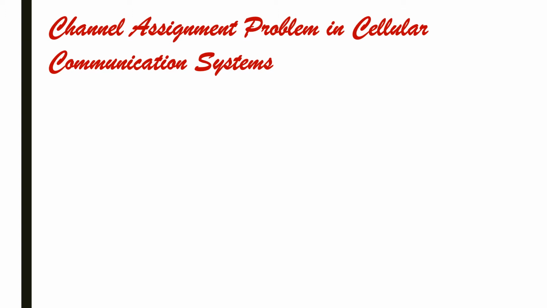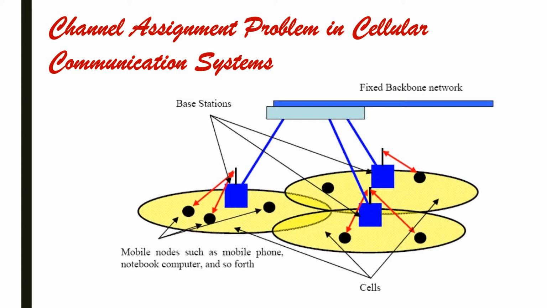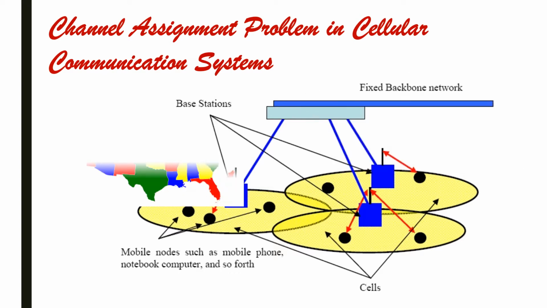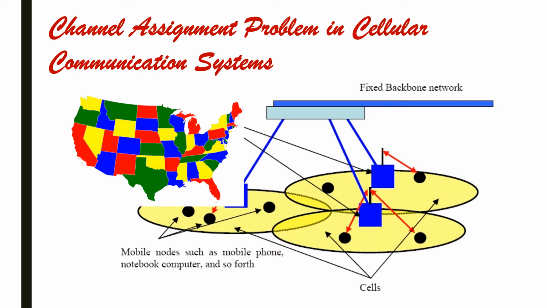According to a paper by Hall, in a cellular mobile communication system, the service area is divided into a number of small cells and each channel is simultaneously reused in some of the cells. The assumption here is that if a cell is adjacent to another, we can assign different channels to each cell. This assumption resembles map coloring where pairs of adjacent countries are assigned different colors on the map. Here, the graph can be constructed as follows. Each node represents a country, and if two countries are adjacent, we set an edge between the corresponding two nodes.